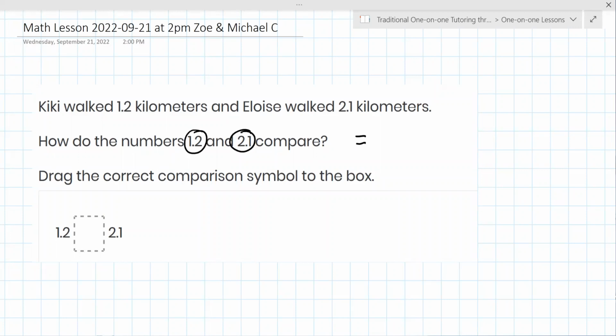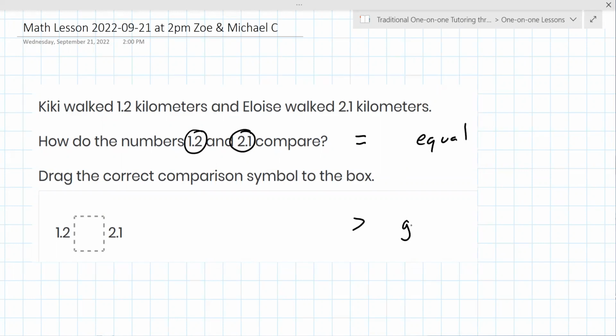But they're like switched. Okay, so that's true. They're the same numbers, but which would you rather have more of? Like, let's say someone offered you 2.1 of your favorite candy or 1.2 of your favorite candy. 2.1. Right.